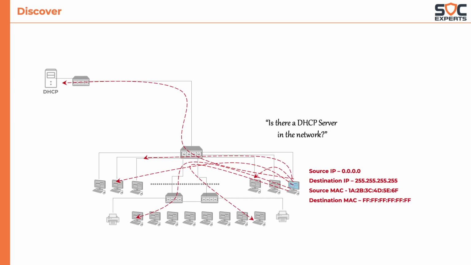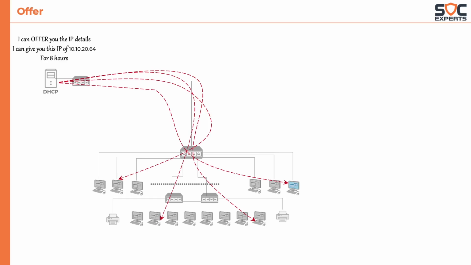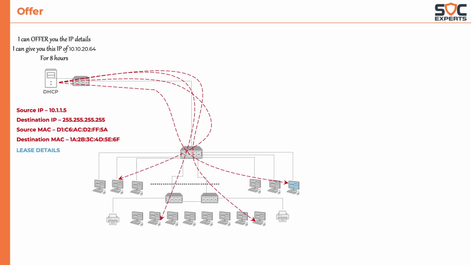Other details in the discover packets are as follows. While we are on this topic, let's recall that DHCP works on port number 67. All the other computers ignore the discover message sent by the client machine. But the DHCP server responds back with the offer. Because the client machine currently does not have any IP address, the offer message is sent to everyone in the network. The details of the offer packet include source IP address, destination IP address, source MAC and destination MAC. Plus, it also has the IP and lease details.